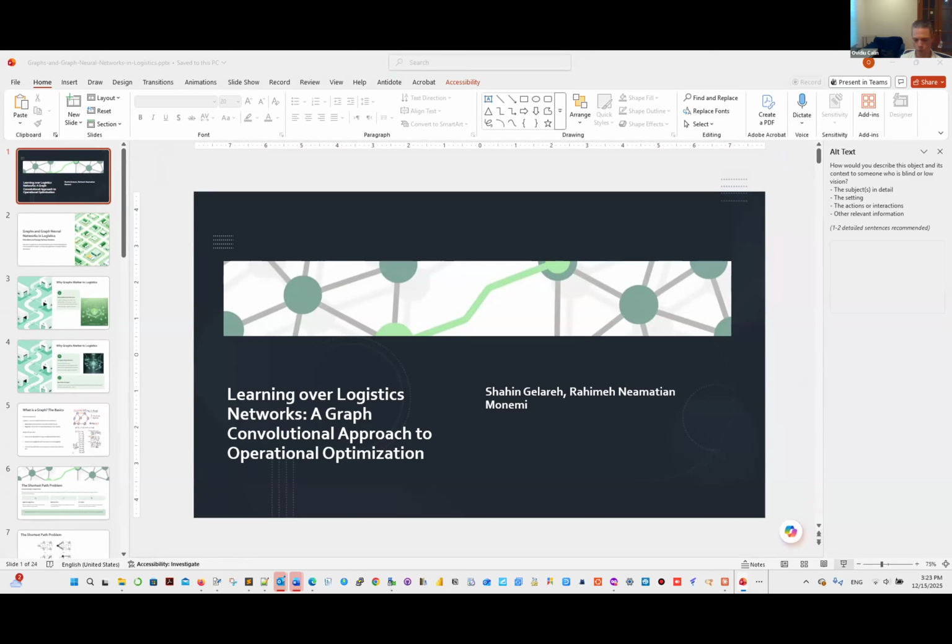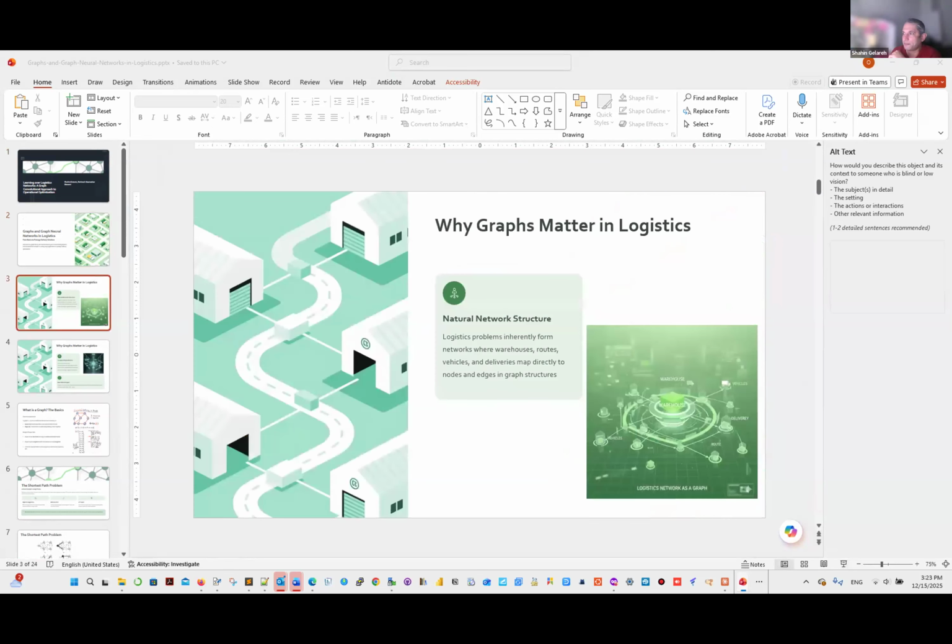in logistics resemble the graph structure, where a lot of nodes are communicating with other nodes. There are connections, sometimes the connections that are one direction, or sometimes the connections that are in both directions. So it's a bidirectional network.